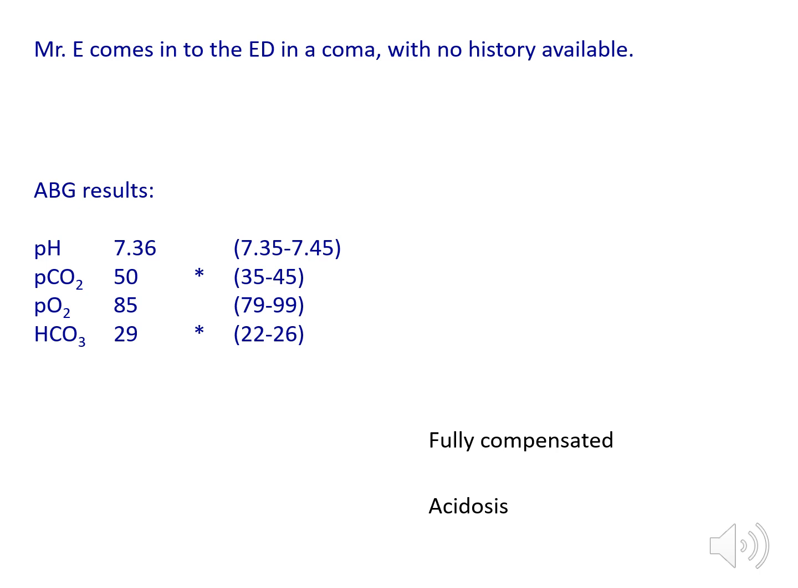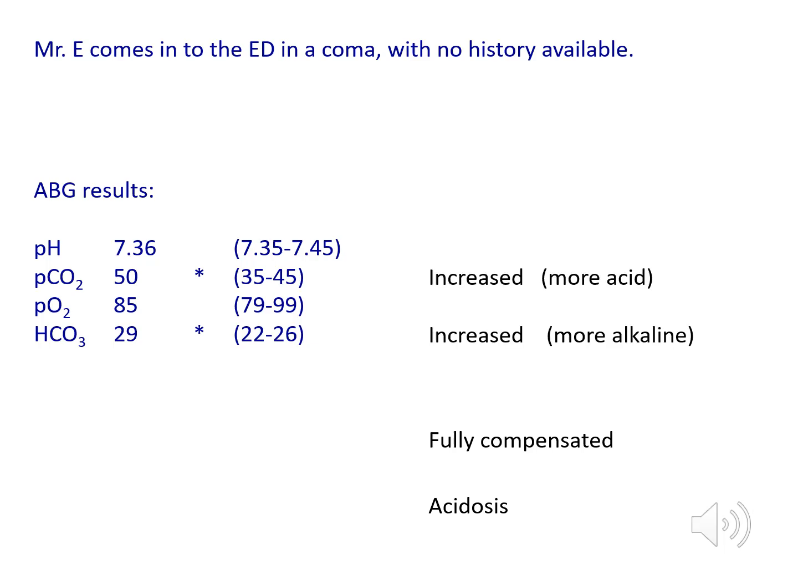Okay, now what you do is you just look at the pH and you see which side it's closer to. Is it closer to the 7.35 side or the 7.45 side? Well, this patient has a pH of 7.36, so it's closer to the acid side. So we're going to say that this is a fully compensated acidosis. Okay? So now we need to decide, is this a fully compensated respiratory or metabolic acidosis?